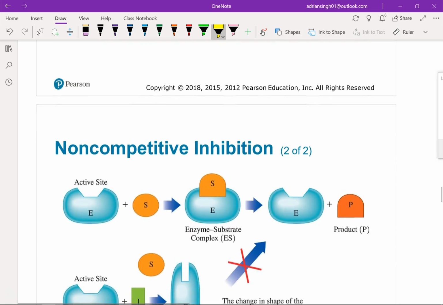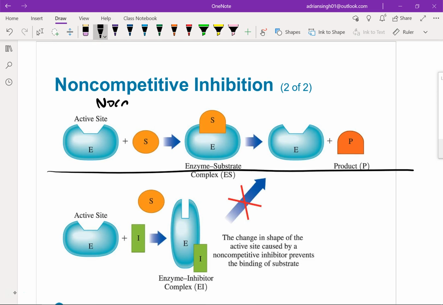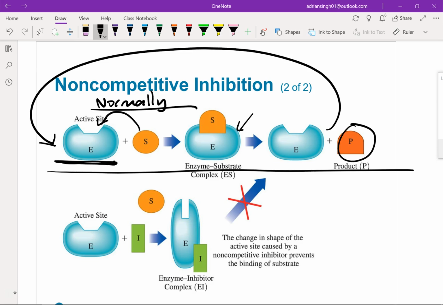All right, so if we take a look here now, normally on top here, this is what we would expect to happen. Normally we have our enzyme with the active site, substrate can come in, form your enzyme-substrate complex, enzyme does its thing, product gets released over here, and then the enzyme can come back in and repeat this process over and over and over again.